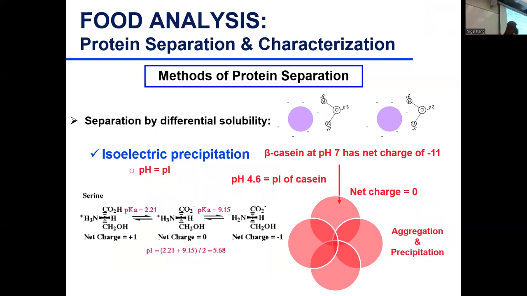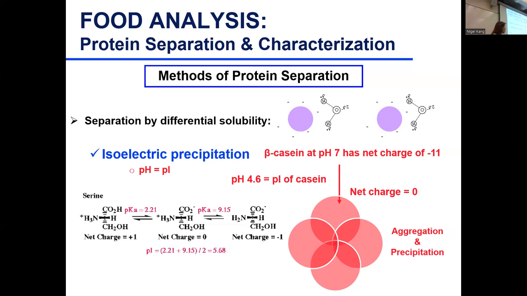The other approach that we can use to separate proteins based on their solubility is the isoelectric point. You know the isoelectric point: the pH at which the net charge of the protein is zero. It doesn't mean the protein doesn't have any charge. The net charge, the sum of negative and positive charges, is zero.